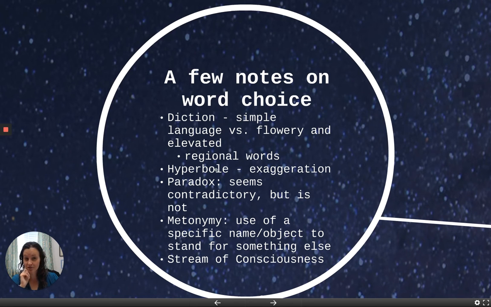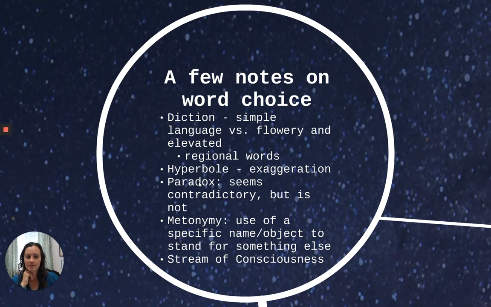Hyperbole is an exaggeration to express a point. Paradox, when something seems contradictory, but it's not. We will see that a lot in Hamlet. Hamlet loves to speak in hyperbole and paradox. So you'll see those when we get there.